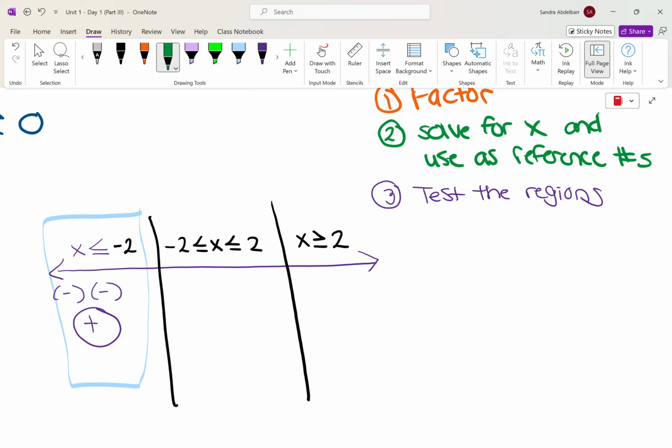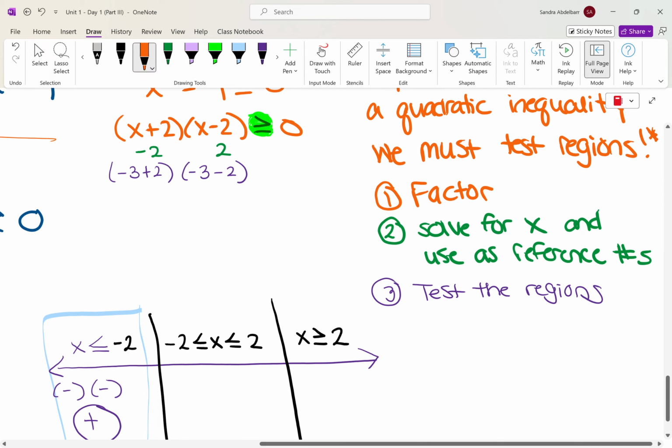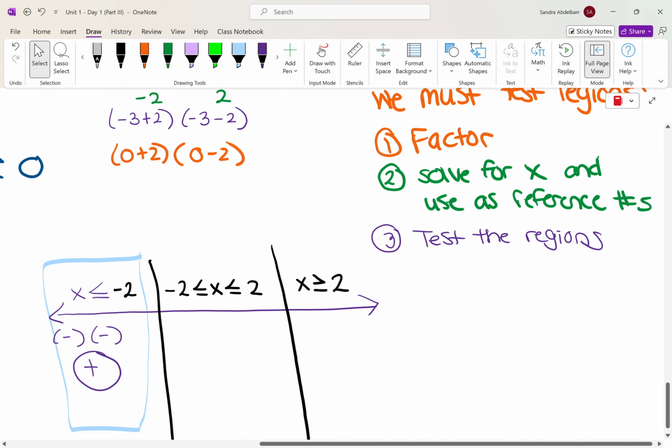We're going to test between -2 and +2. What's the best number between -2 and +2 to use? 1. Less than 1. 0. If 0 is an option, 0 is always the best option. So now we're going to test 0. So we're going to say 0 plus 2 and 0 minus 2.